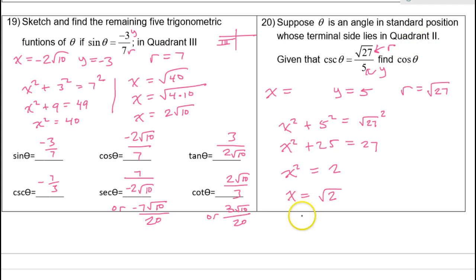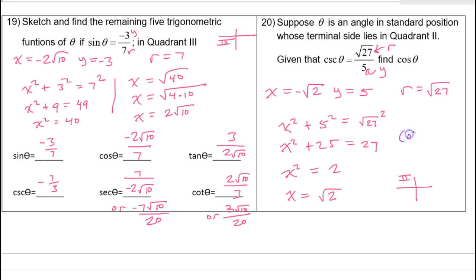Except, maybe it should be negative though. That's going to be determined by the quadrant. They told us that we are in the second quadrant, that's here. Cosine, well, this is literally an x value, so x values are negative in the second quadrant. So I'm going to put negative radical 2 because of the quadrant. So now I should be able to find anything I want, but in this case they asked us to find cosine.